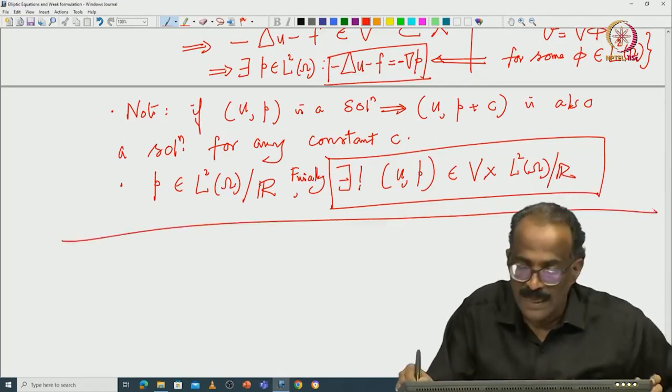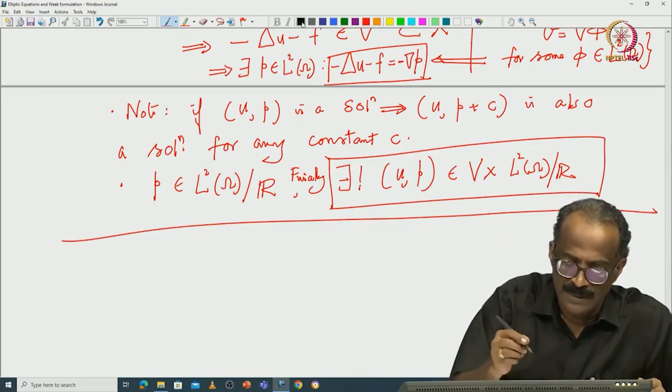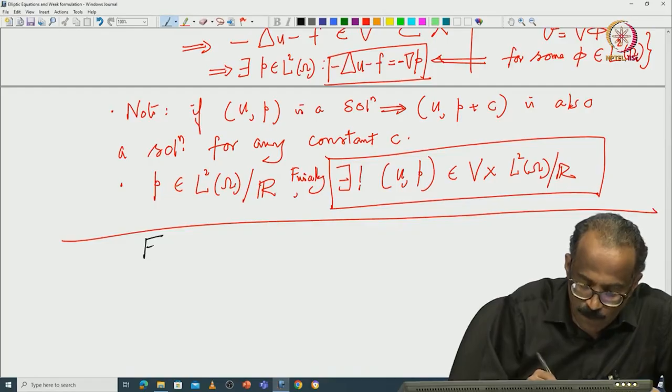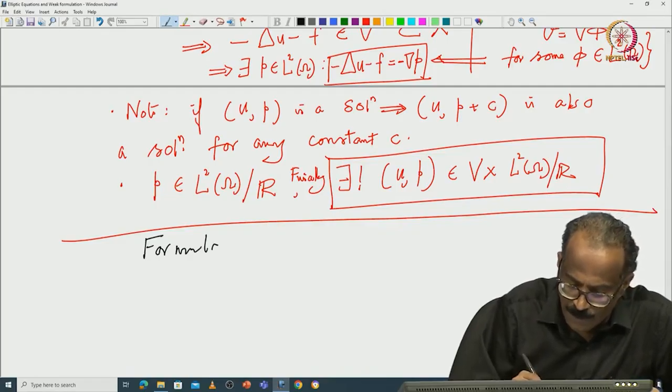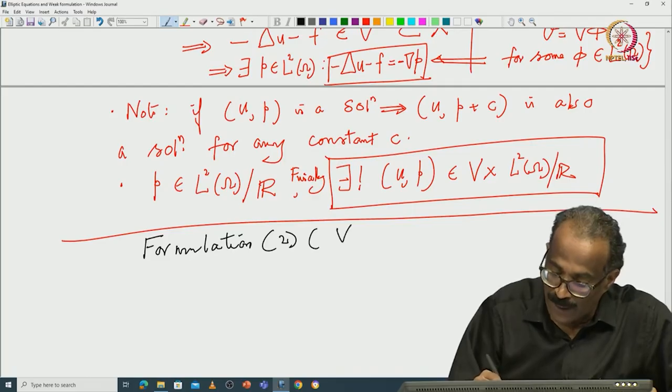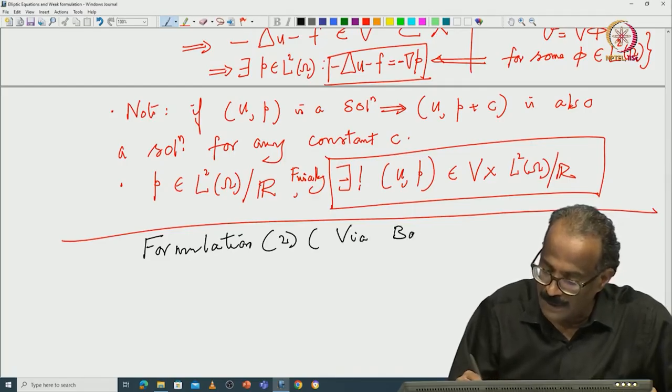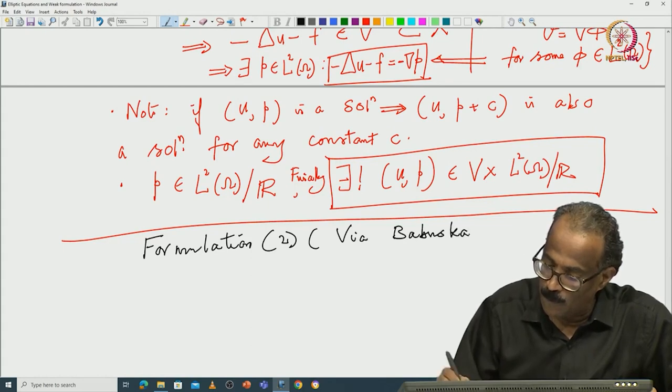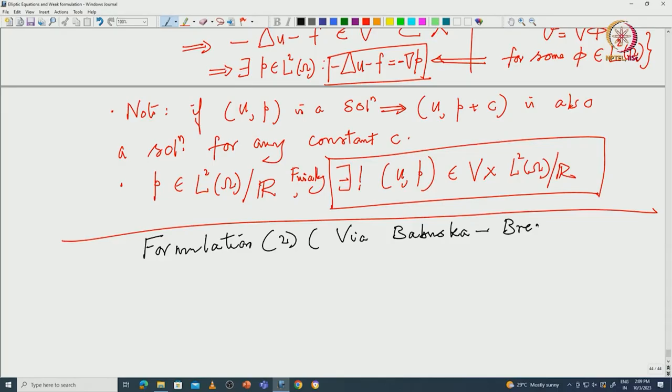So now I want to go to the other formulation. I will not be giving all the details, but formulation 2. Okay. So this you can prove via Babuska-Brezzi. But I want to tell you something more also. One fact which I will discuss a little more: div and grad, these are the two operators coming, are in some sense adjoint operators.